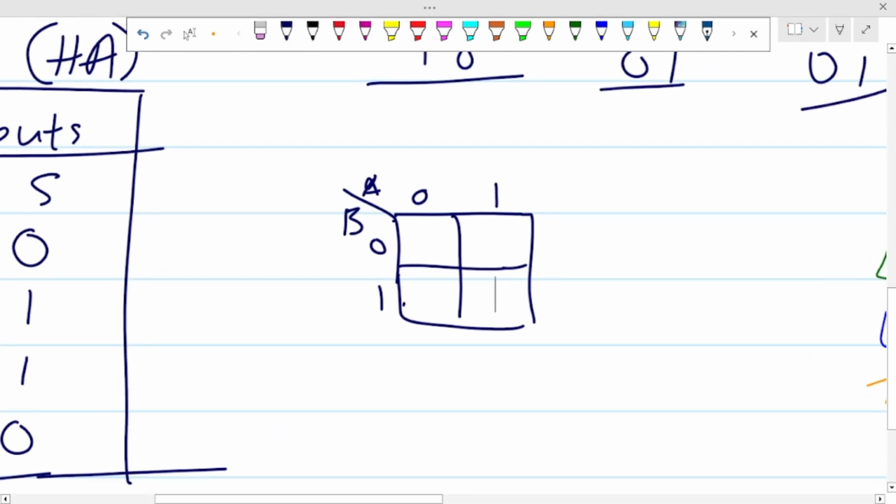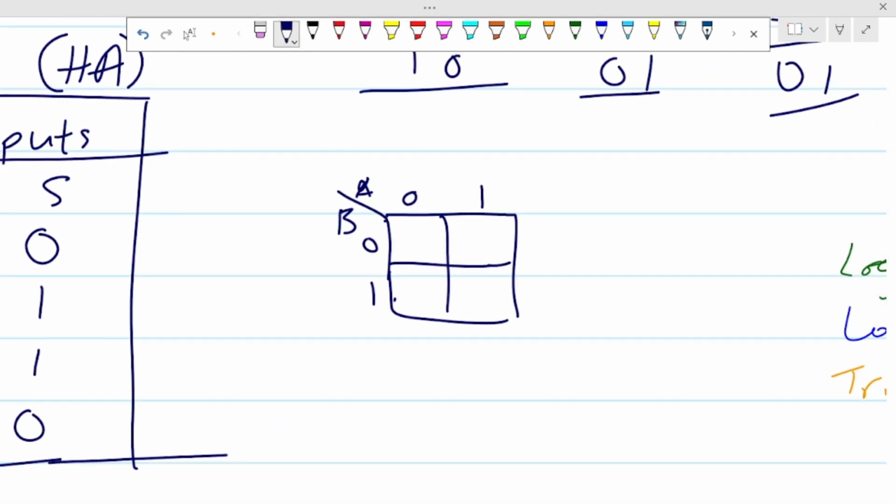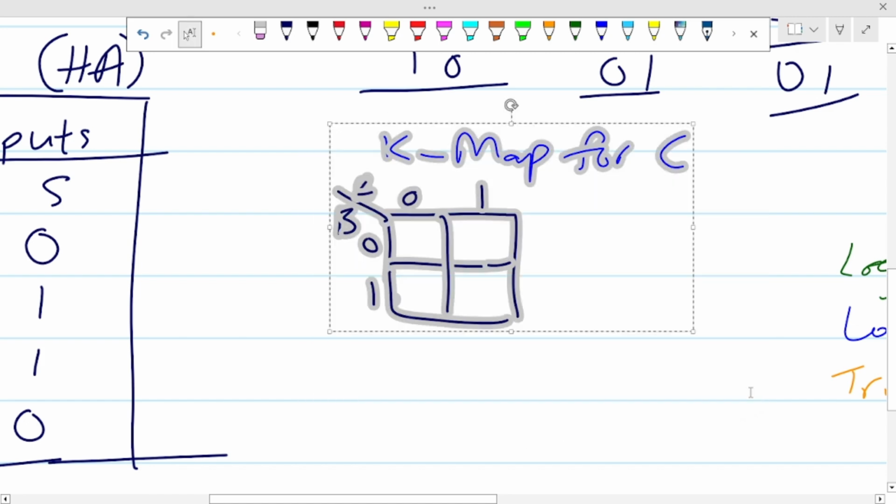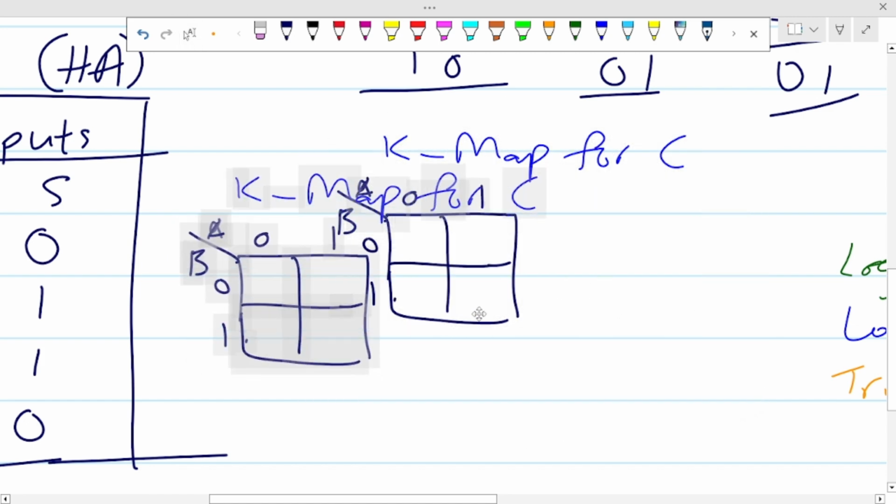So the first K-map is, let's say, for C, so let me put this here saying K-map for C. That's the K-map for C.